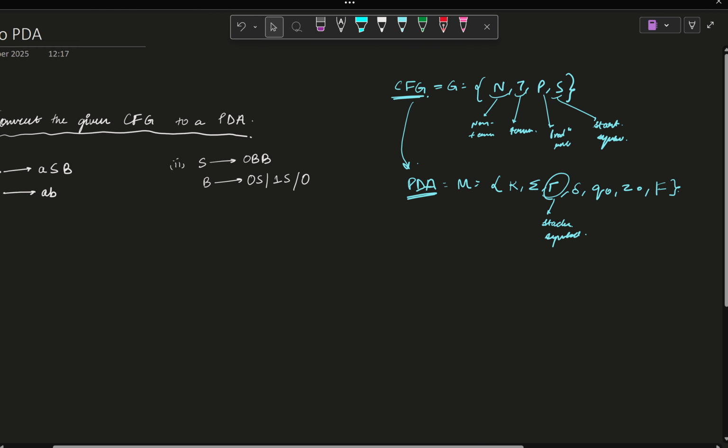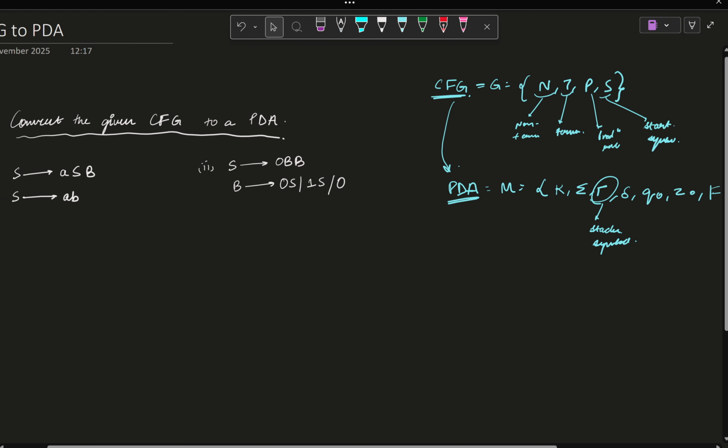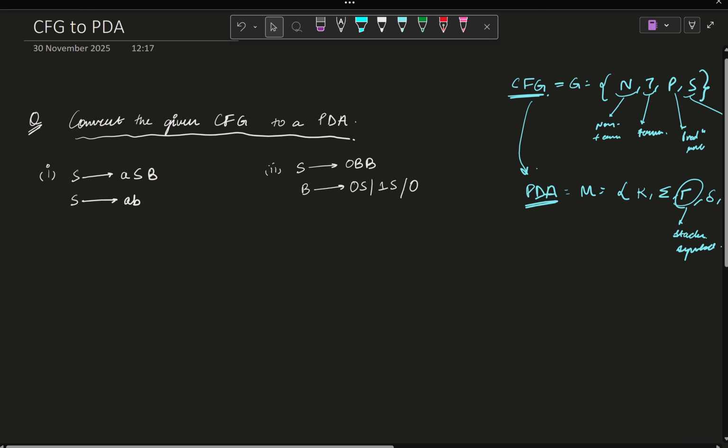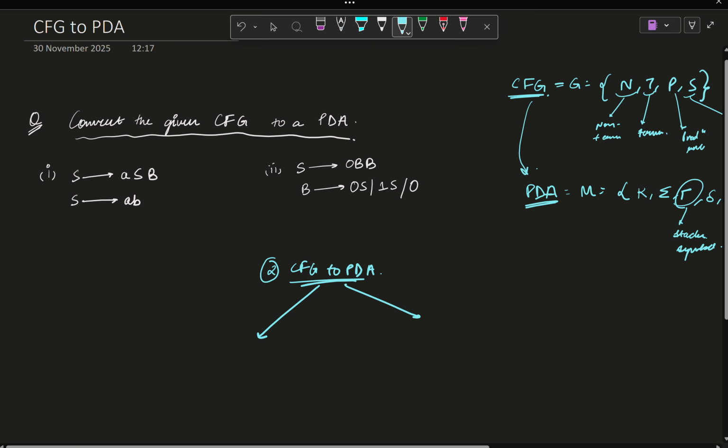So in this video, we're going to be tackling the problem of CFG to PDA conversion, which is context-free grammar to push down automata conversion. And we are going to take in two aspects of this problem. So there are two main aspects of this CFG to PDA conversion. One form is when CFG is present in a non-GNF form.